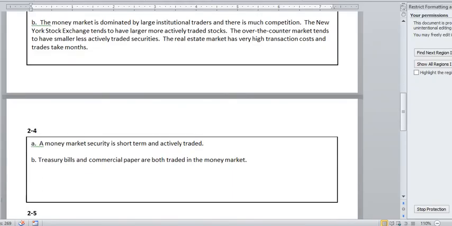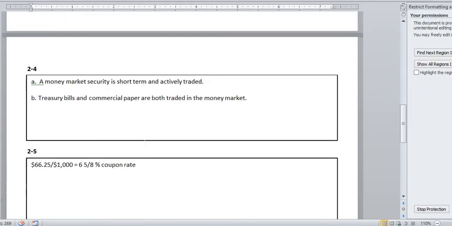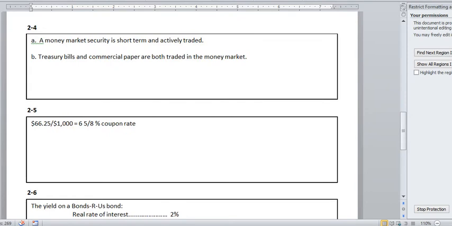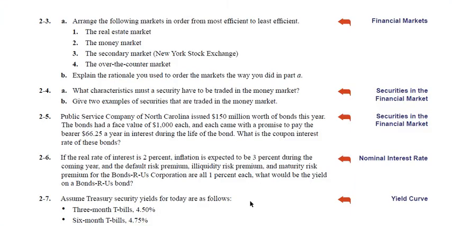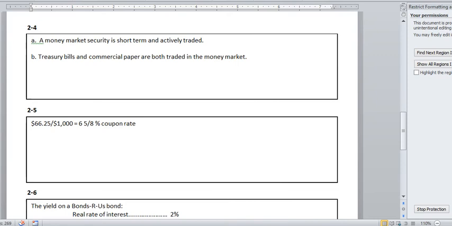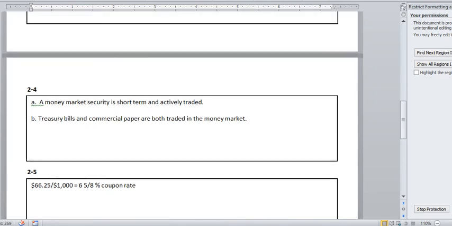So I ask you to do 2.2-4, which is just simply asking you what characteristics must a security have to be traded in the money market, and give 2 examples of securities that are traded in the money market. So what are they? A money market security is short-term and actively traded. And 2 examples are treasury bills and commercial paper.